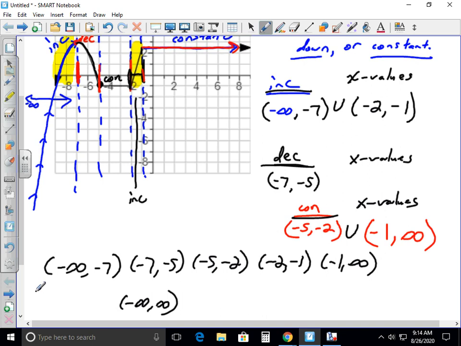Generally, people can tell me where it's going up or where it's going down, but the problem lies with how they describe it. If I just ask you to put your hand or your finger on the place of the graph where it's increasing, that's not a problem. But every now and then, actually describing that in interval notation is an issue. So that's what we're doing here.